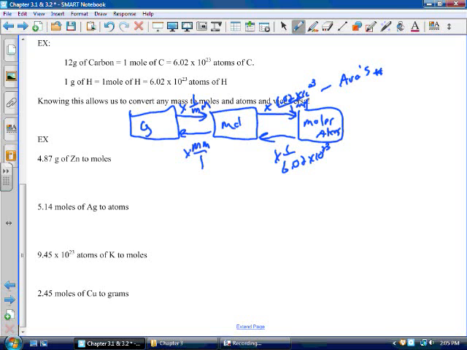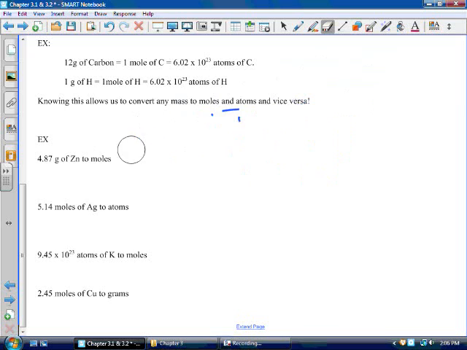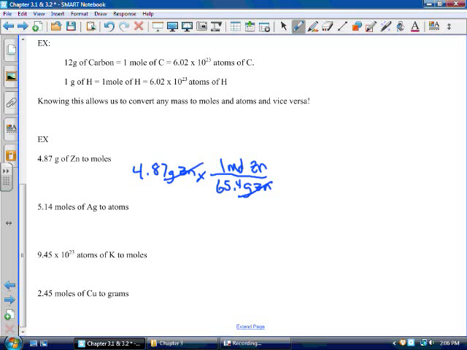Let's look at some of these examples for practicality. In our first example, we're looking at 4.87 grams of zinc to moles. So we start by looking at our 4.87 grams of zinc. Make sure we put our units in there. If I'm going from grams to moles, I want units to cancel out. Simple factor labeling or dimensional analysis. From the periodic table, I know that there are 65.4 grams of zinc per 1 mole of zinc. So our units of grams of zinc cancel out.